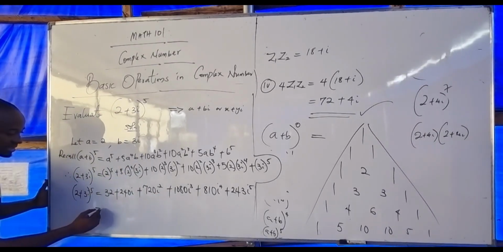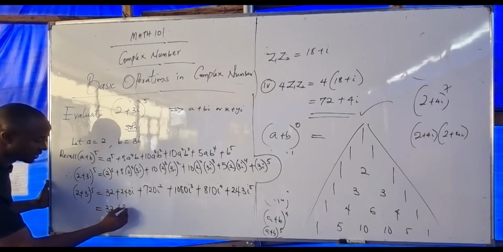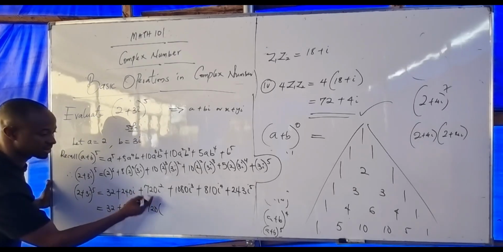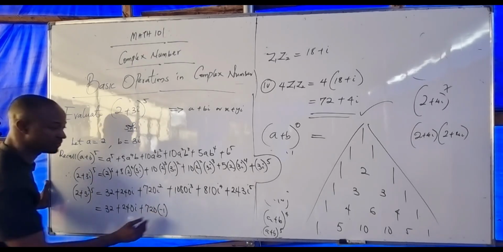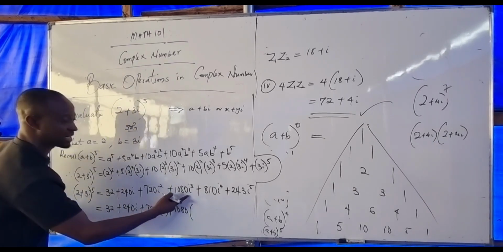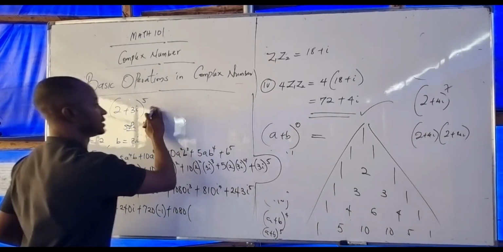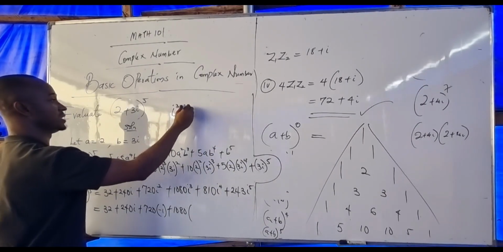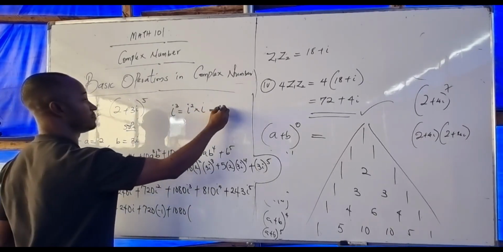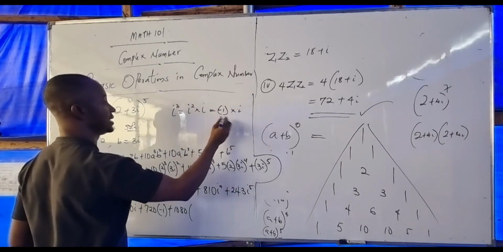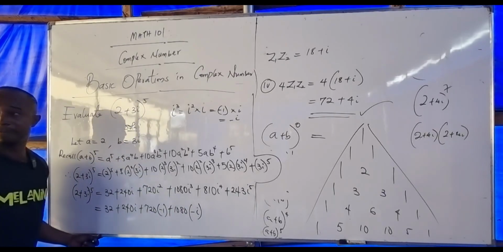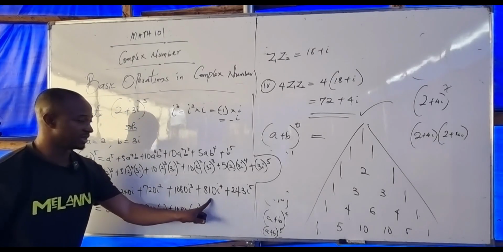Now let's import and see. Here we have 32 plus what? 240 i plus 720 times what? Minus 1, right? Plus 1080. What is i cubed? Let's go back to i cubed. What's i cubed? It's i squared times i, right? I remember that. Which is what? Minus 1 times what? i. And what do you have here? Minus i. So what will be here? Minus i. Okay. So let's evaluate this.